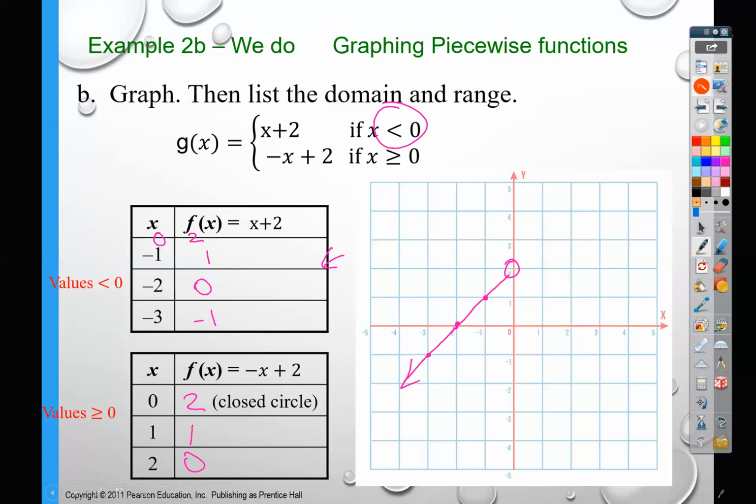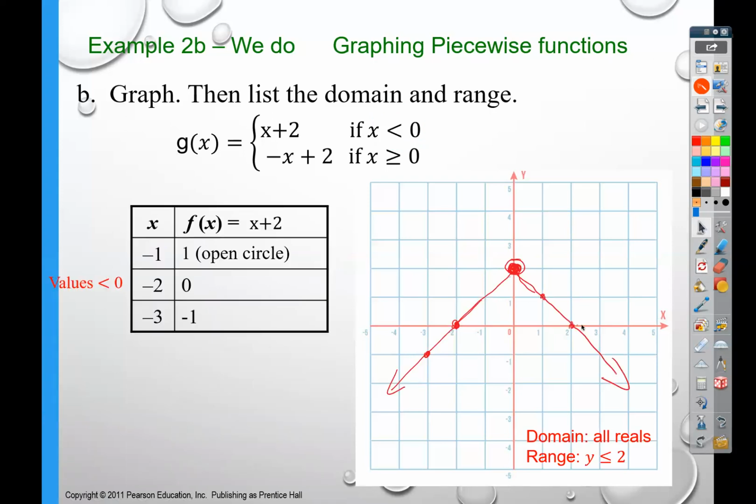Now let's do the other part of the line, okay? So you've got (0, 2) as a closed circle, (1, 1), and (2, 0). And we're going to go that way. So that is what the graph looks like. Now, I know that some of you are probably thinking about this point right here in the middle. If a closed circle and an open circle overlap, the closed circle wins. So it becomes a closed circle.